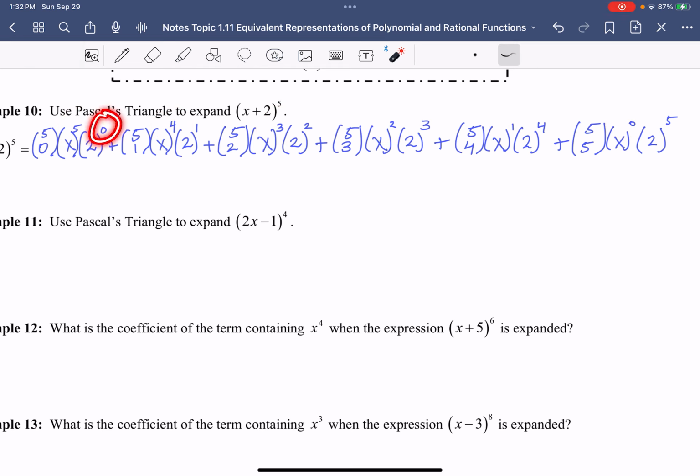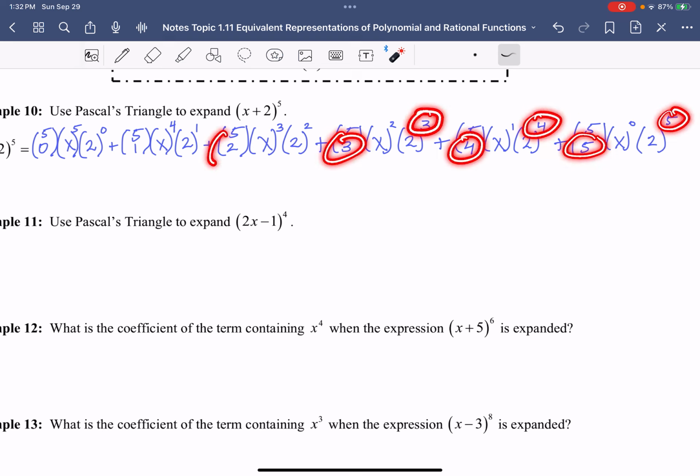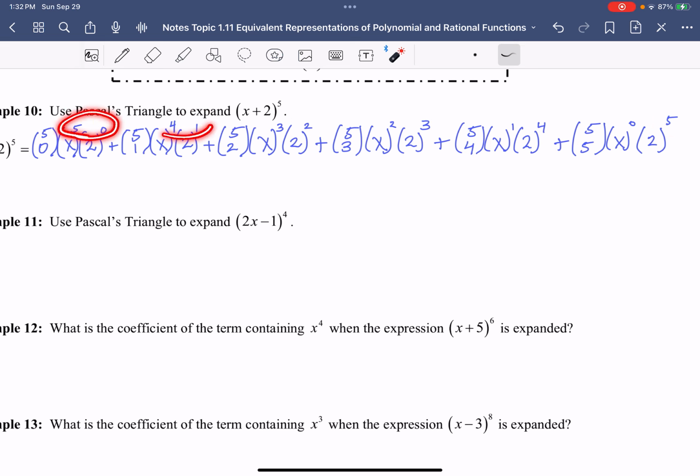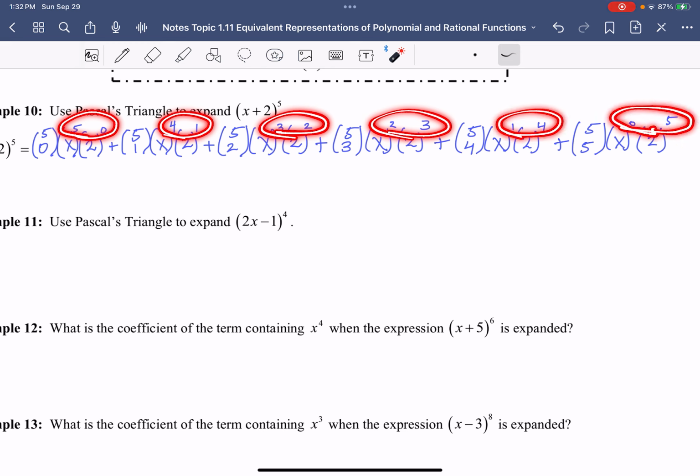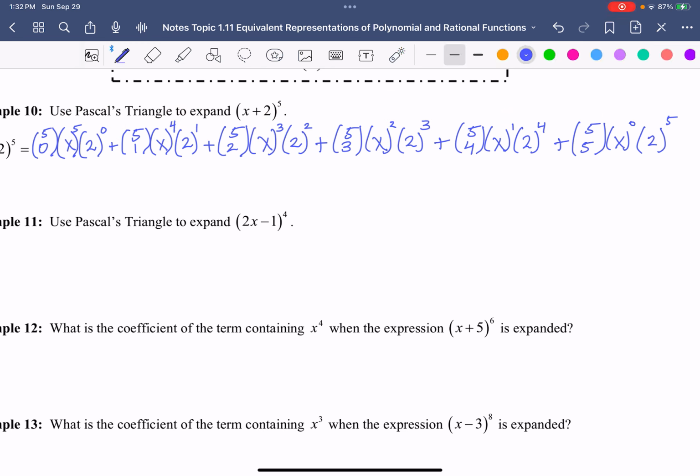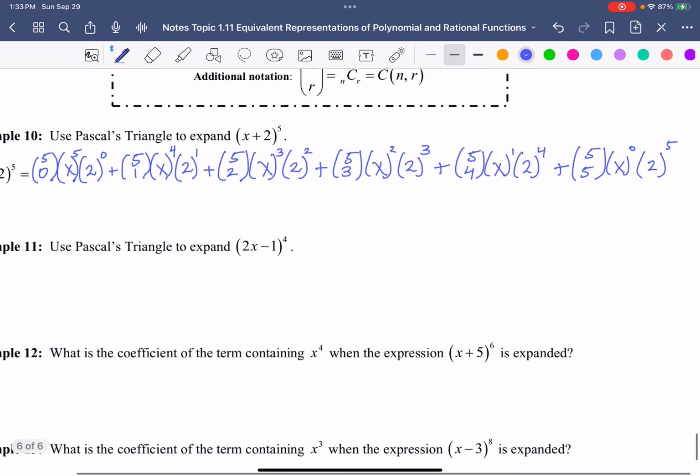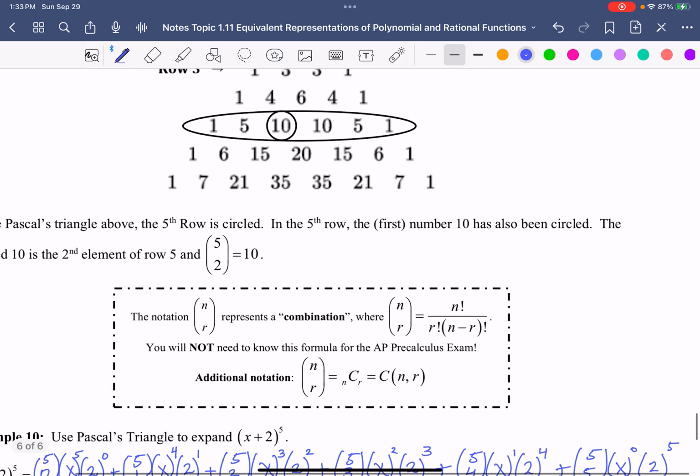Next, check the power of b: 0, 1, 2, 3, 4, 5. Check. Confirm that the first one and the last one are always the same. And then make sure that all of your exponents add up to your degree. In this case, they should all add up to 5, and they do. Always confirm, because if you mess up even one little teeny tiny number, you risk getting the entire question wrong. Now from Pascal's triangle, I'm going to focus on row 5.